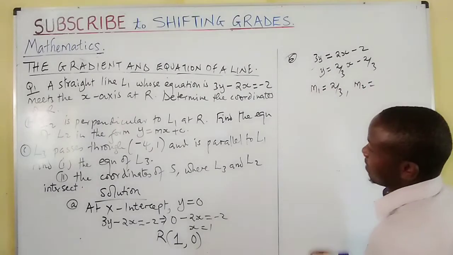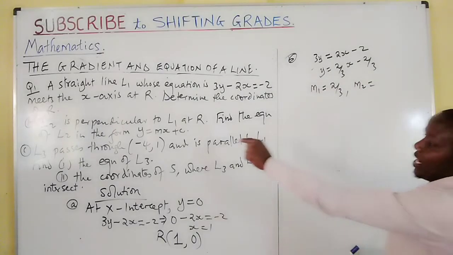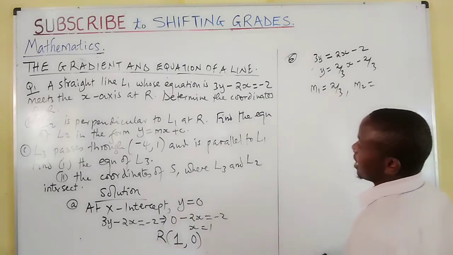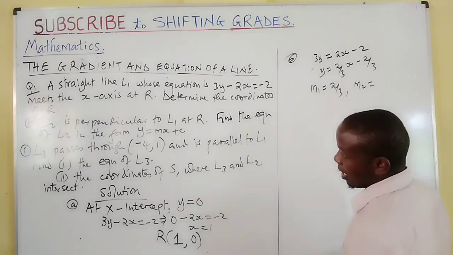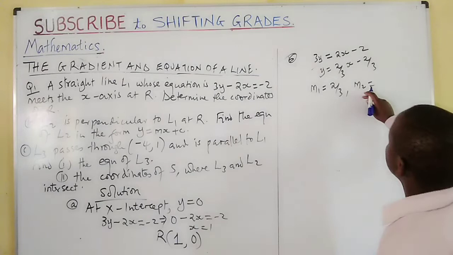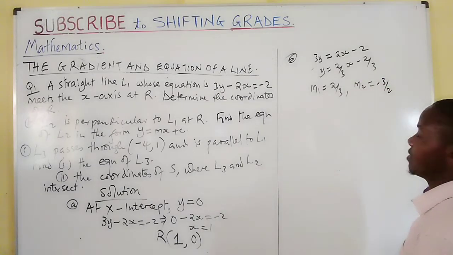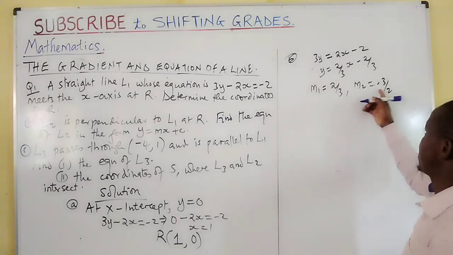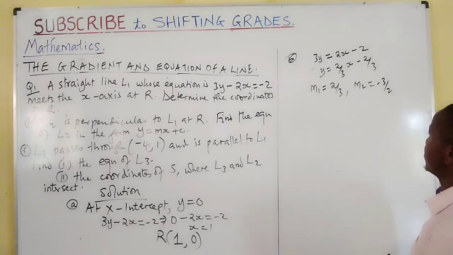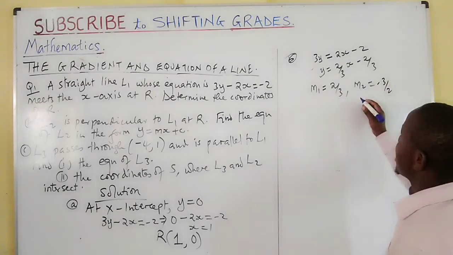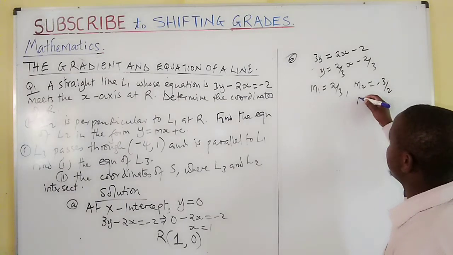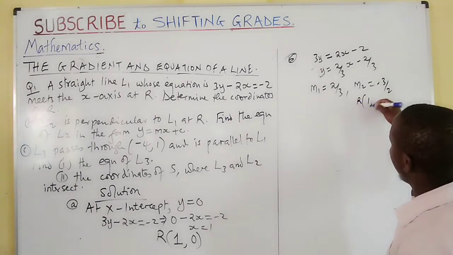Now, there is another gradient for L2 such that L2 is perpendicular to L1. And we said the gradient of L2 is always the reciprocal of this one, now with a negative, so that when we multiply, they simplify to negative 1. Therefore, we have a gradient and a point where it passes. It passes through point R, (1, 0).